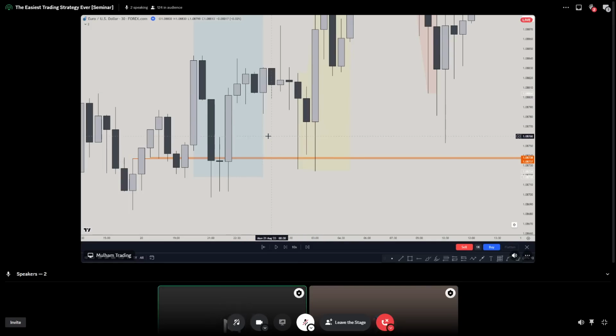So we are entering with 10 pip stop loss, right? Usually something that I do, if my entry is right here, I check, is this until this low at least 10 pip stop loss? If it is, then I enter the trade. If it's not, then I say, okay, this is already a big retracement, I'm not entering.